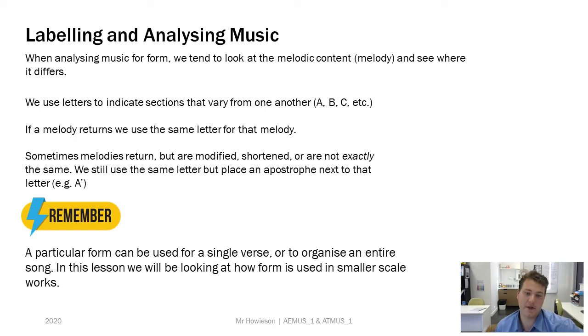And if a melody returns, then we use the same letter for that melody. Sometimes when melodies return, they're modified, they may be a bit shorter, they may not appear in their entirety, or they're not exactly the same. We pop a little apostrophe next to that letter to indicate that something has changed about it. Remember that a particular form can be used for a single verse, or it can be used to organise an entire song. So in this lesson, we're going to be looking at a little bit of both. Some of the examples are for an entire piece, and some of them are just for one or two verses as well.